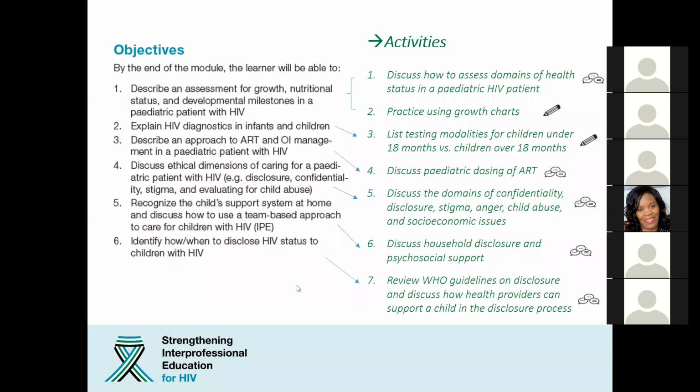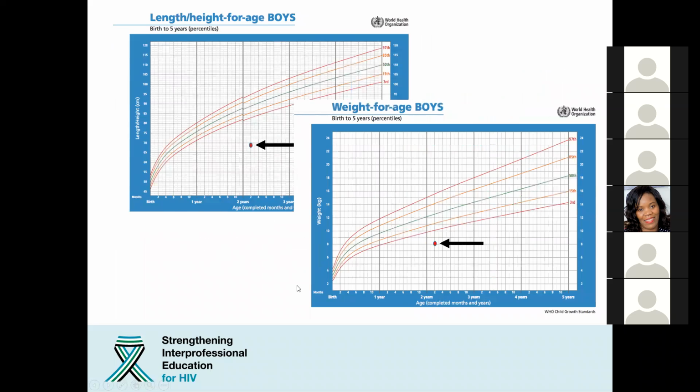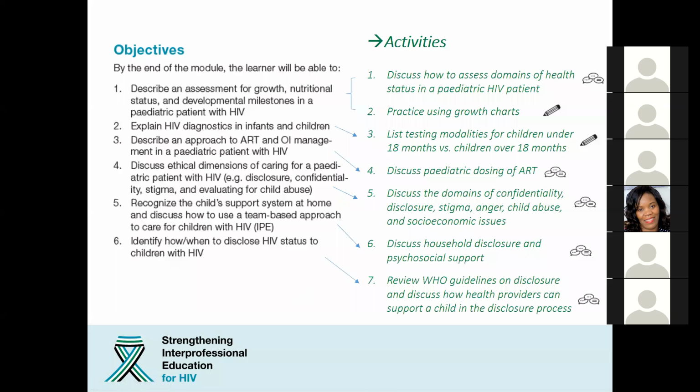So moving on to activity 3. This is more looking at the diagnostic picture for infants and children. A group discussion is engaged on this to question which testing modality would be appropriate depending on the age of the child and the status of breastfeeding. So the groups are asked to think through this and come up with their responses.